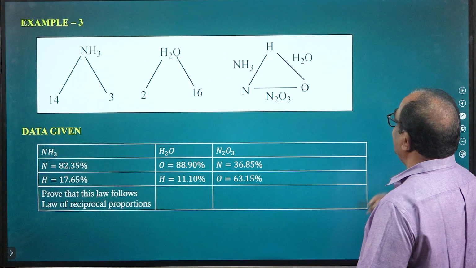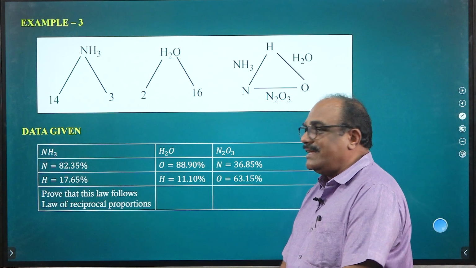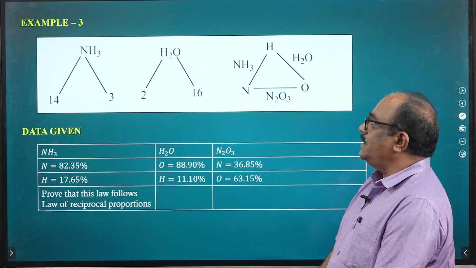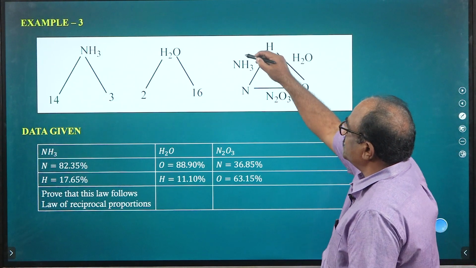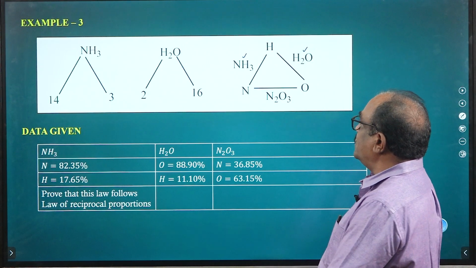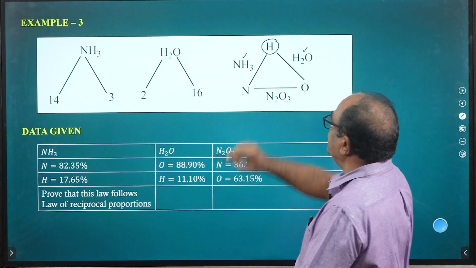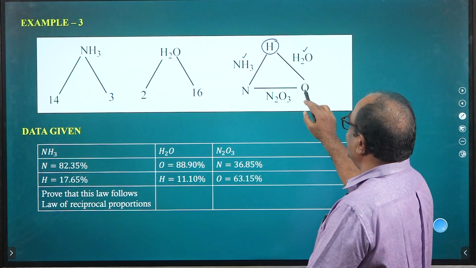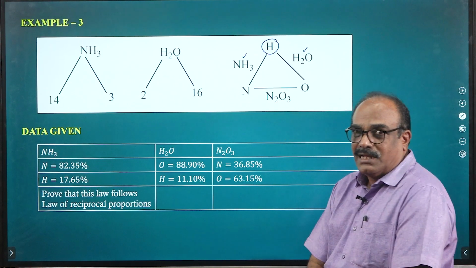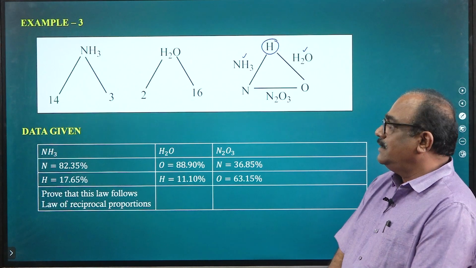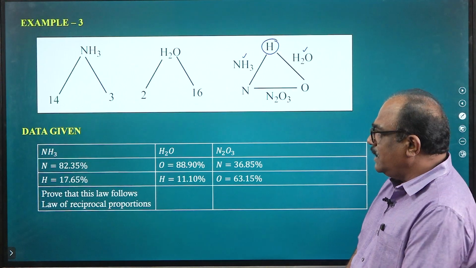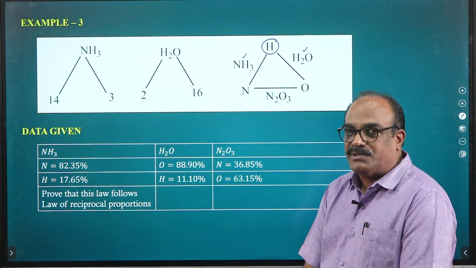So, with the help of 3 examples, we made a discussion, and one example is given for you to solve. Please look into the data. Nitrogen and hydrogen combine to produce ammonia, and hydrogen and oxygen combine to produce water. I can fix the hydrogen weight. Based on that, if nitrogen and oxygen combine, what could be the combining ratio? Is it going to illustrate the law of reciprocal proportions or not? The law of reciprocal proportions is often also called the law of equivalent proportions. Later, while discussing the equivalent weight concept, we come to that.